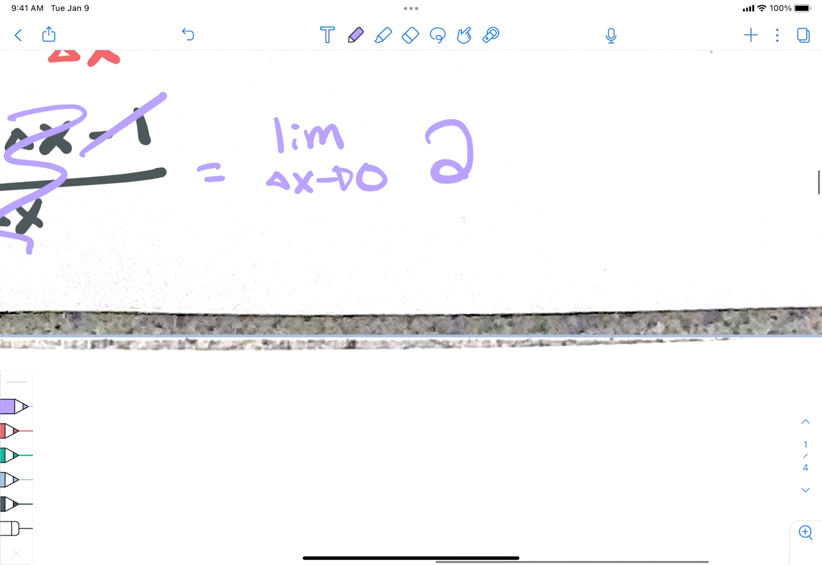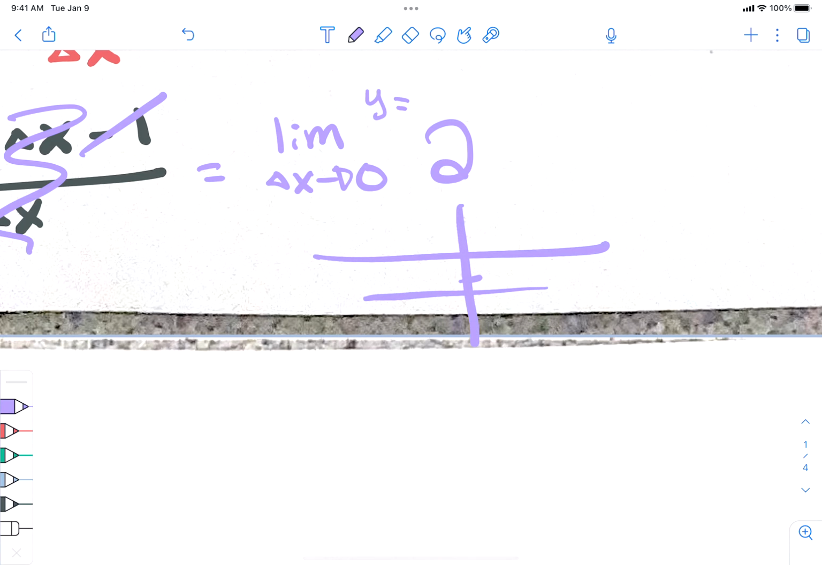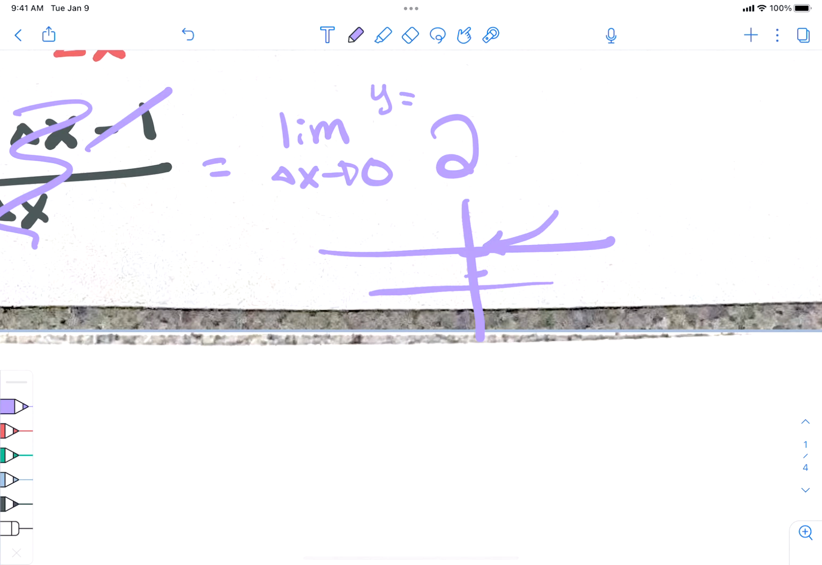This is just a horizontal line at 2, right? This is like y equals 2, so it's a horizontal line straight across at 2. You see what we're saying? At 2. As the change of x goes to 0 on the left and on the right, as we're going towards 0, what's the limit? 2. Yeah? Does that make sense?